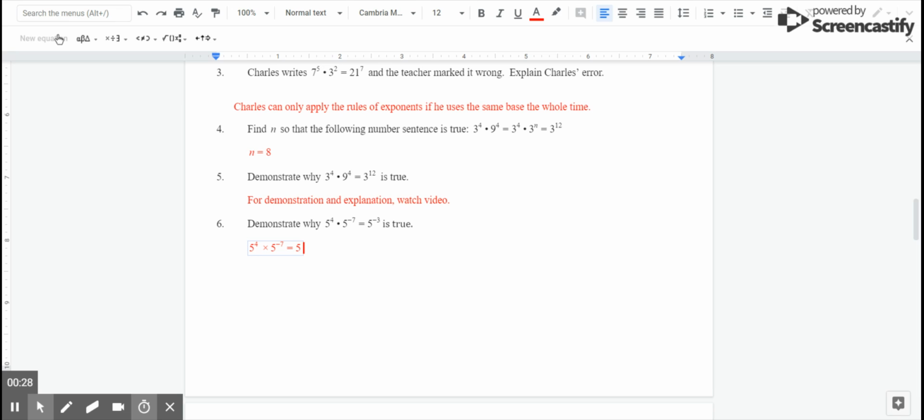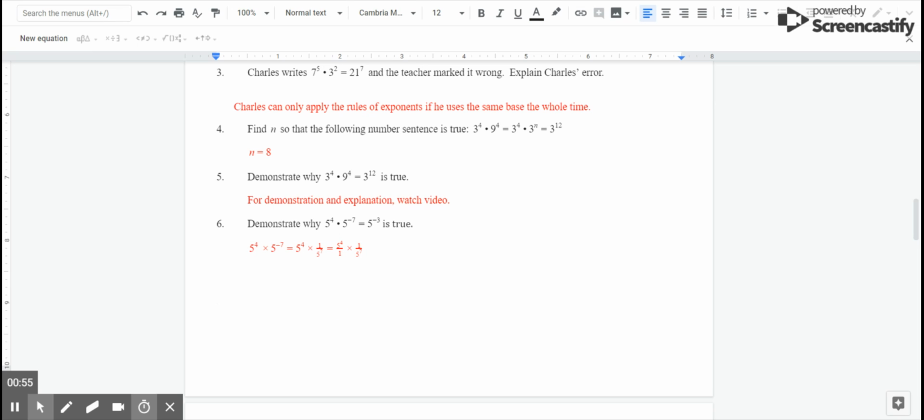5 to the 4th, that's got a positive power. We'll leave it as it is. But instead of 5 to the negative 7th, let's change that to a positive power. So we're going to think of it as 1 over 5 to the positive 7th. All right. Hey, I can actually look at this as one fraction, right? Because this will essentially become 5 to the 4th over 1 times 1 over 5.